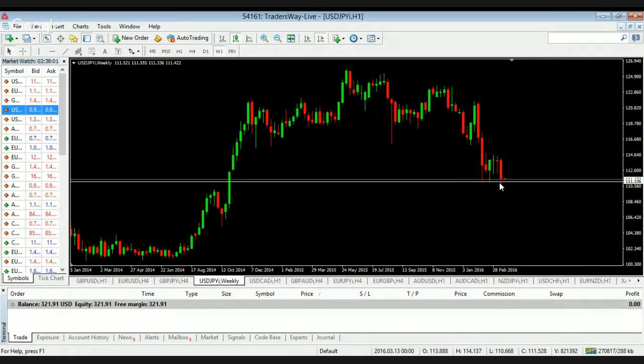All right, so support is basically below market price. Resistance is above market price. So support is buyers trying to push price back up. Resistance is sellers trying to push price down.